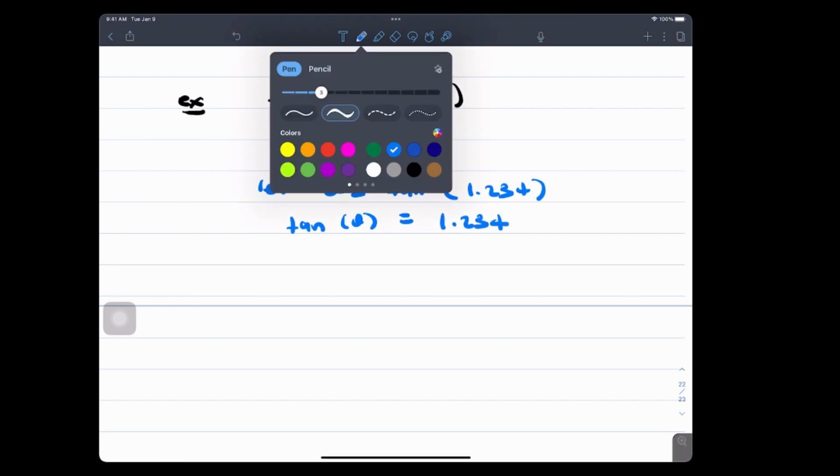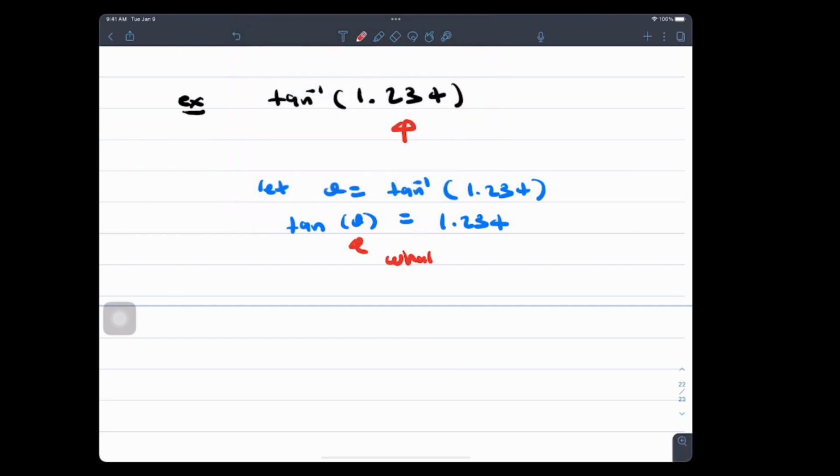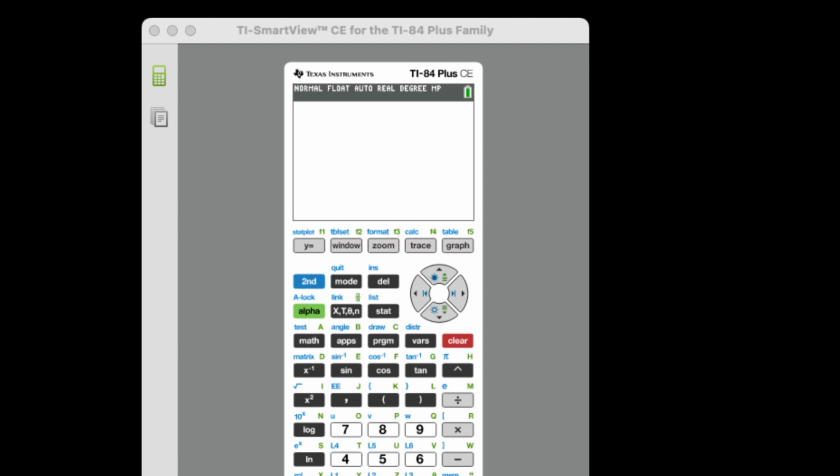We want to know what theta is. Okay, so this is a calculator question here, right? There's not going to be a right triangle here that you can draw, so it's not a special triangle situation. So we're going to go to the calculator now. It's good to know how to use this, and that's all. It's an exercise in using the calculator.